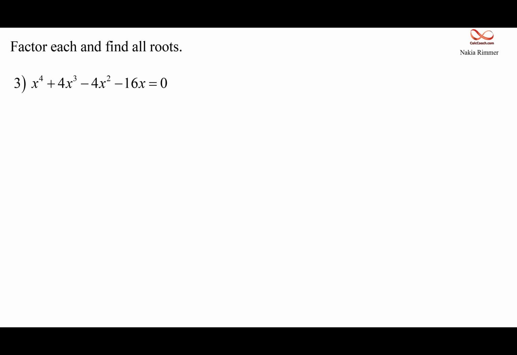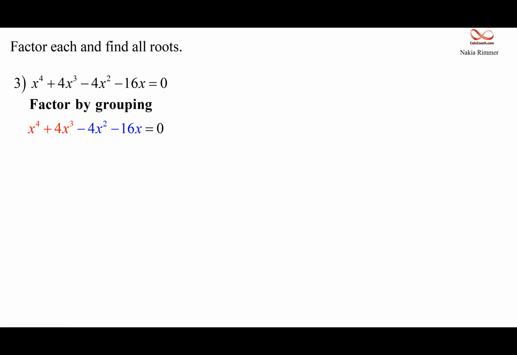Third example. It's a 4th degree. Always notice the degree first. Check to see if you have a constant term, and you don't. So start by factoring out an x. Okay, I'll factor out that x later. So I see that they have 4 terms, so I'm thinking factor by grouping.